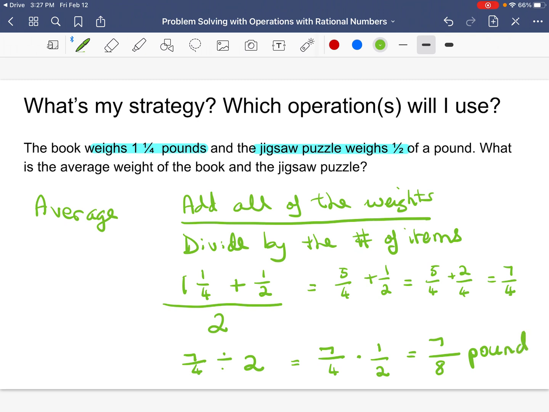Remember your units. So here I, as a strategy, wrote out what is involved in calculating the average, and then I filled in the numbers and did the math, and at the end I wrote my units.